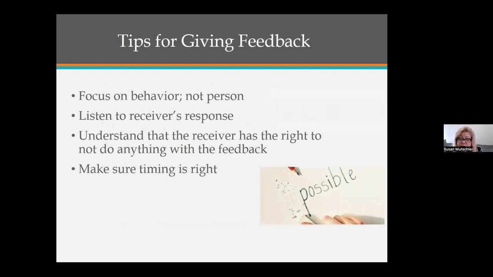So additional tips for giving feedback. We always focus on the behavior, not the person. We listen to the receiver's response. And we have to understand that the receiver has the right to not do anything with that feedback. If the receiver doesn't want to accept the feedback, they don't have to. And always make sure the timing is right.